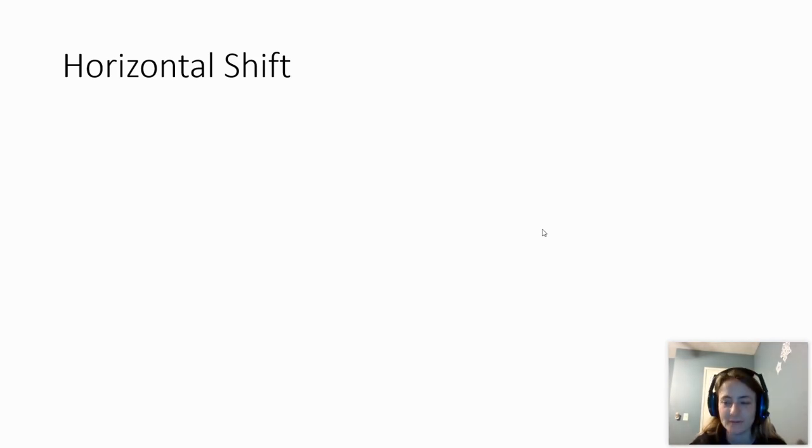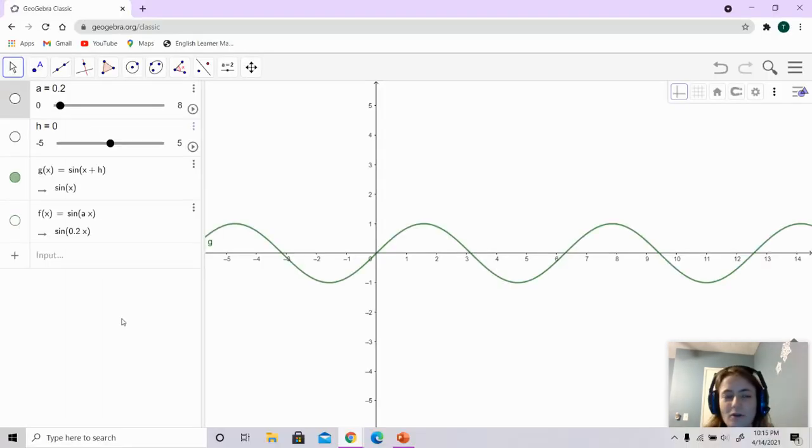Okay, so now let's look at some horizontal shifts. What if we had a trig function where we were adding something on the inside of the argument? We were adding something to theta inside the parentheses. So pull up GeoGebra again. We've got sine of x plus h and a slider for the h value. Let's see what happens when we change h.